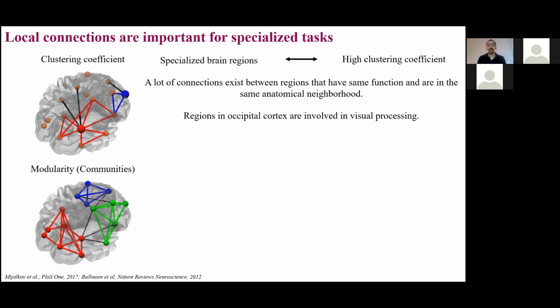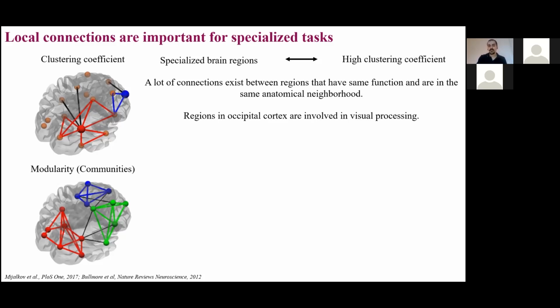Again, as an example, we could give visual processing, and we could say that the regions in the occipital cortex, these few regions that are present there, will have a lot of dense connections between each other, which are going to be involved in the visual processing inside the brain.